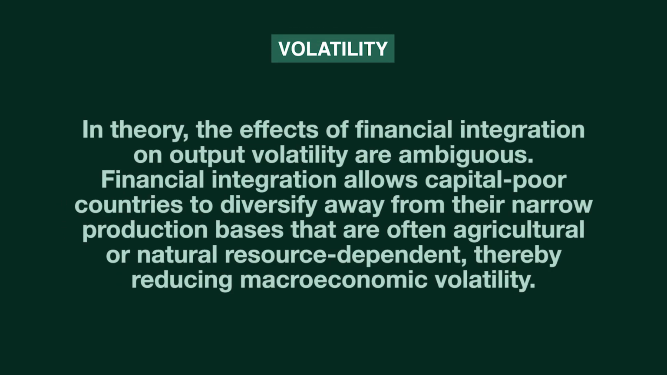In the context of volatility, we find that in theory, the effects of financial integration on output volatility are basically ambiguous in nature. Financial integration allows capital-poor countries to diversify away from their narrow production bases that are often agricultural or natural resource dependent, thereby reducing some amount of macroeconomic volatility.